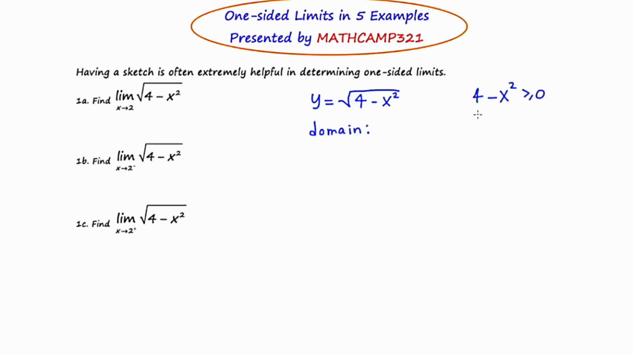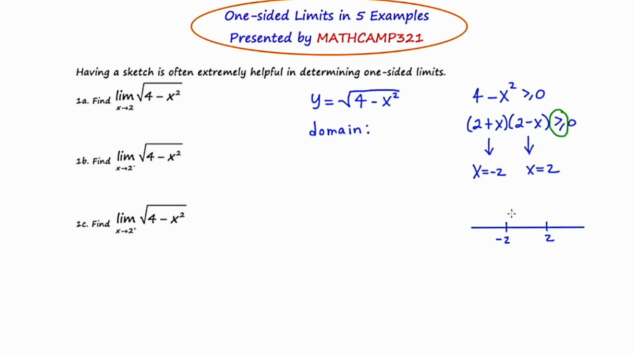If we factor the expression on the left as a difference of two squares, we get 2 plus x and 2 minus x. Setting each of these factors equal to 0, we get two boundaries for our number line: x equals negative 2, and x equals positive 2. I've put those values onto a number line. Because of the equal sign, these boundaries are included, so I'm going to use a closed circle.